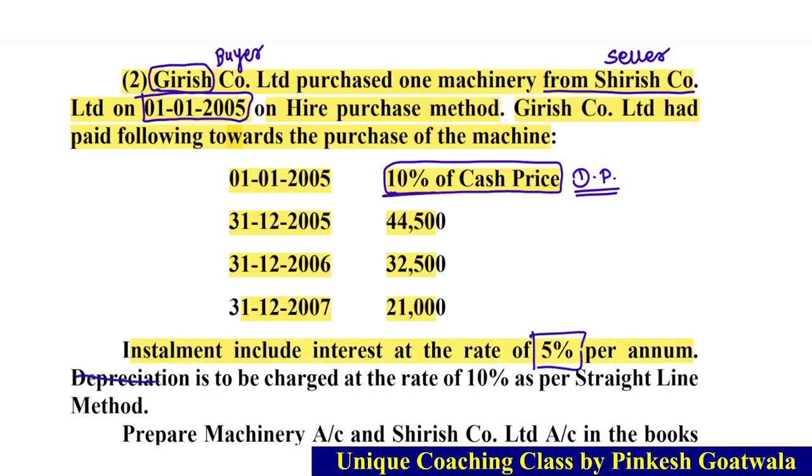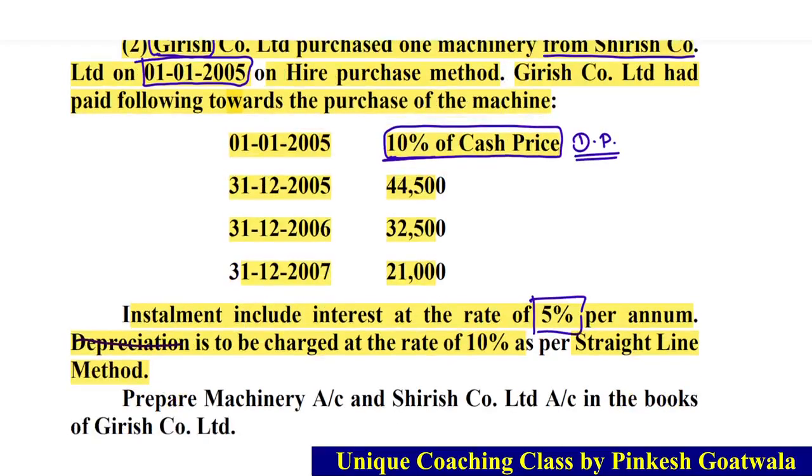And after that depreciation is to be charged at the rate of 10% as per straight line method. Okay, straight line method use કરવાની છે, 10% છે rate of depreciation. And next, what we have to prepare: machinery account and Series Company Limited account in the books of Girish Company Limited. Girish કોણ છે? અહીંયા બાયર છે, રાઈટ?